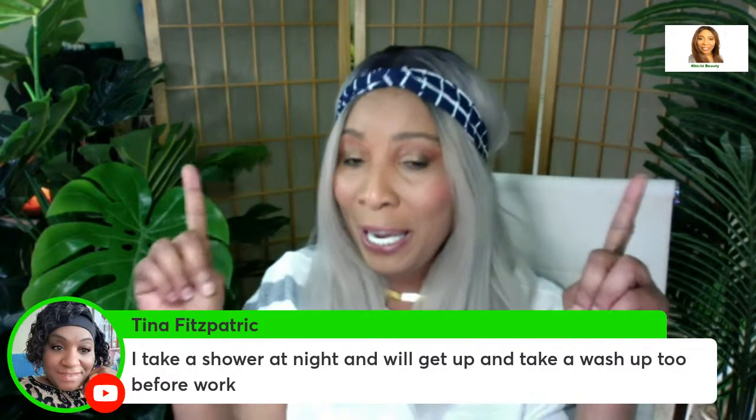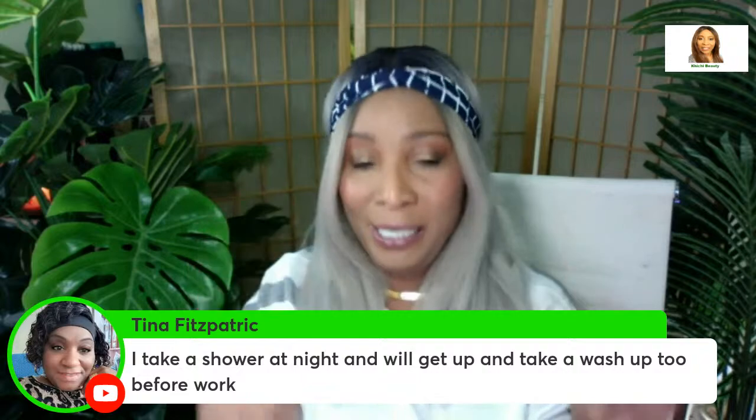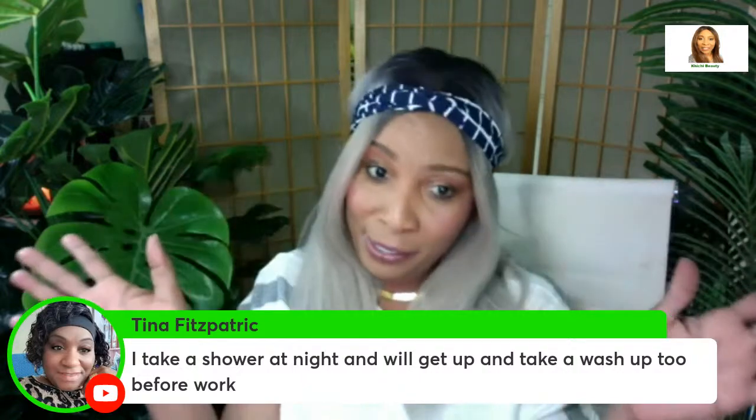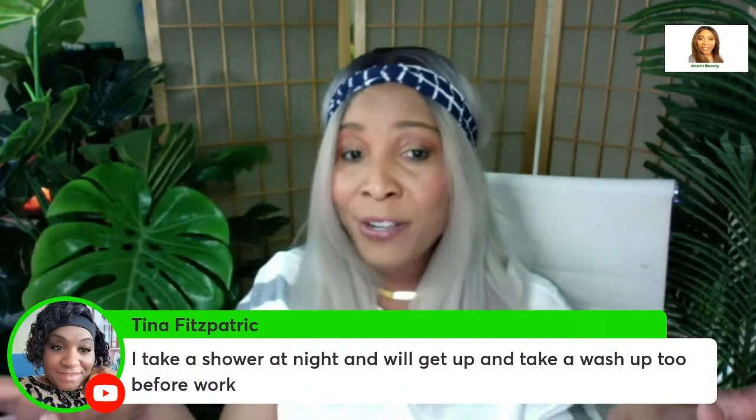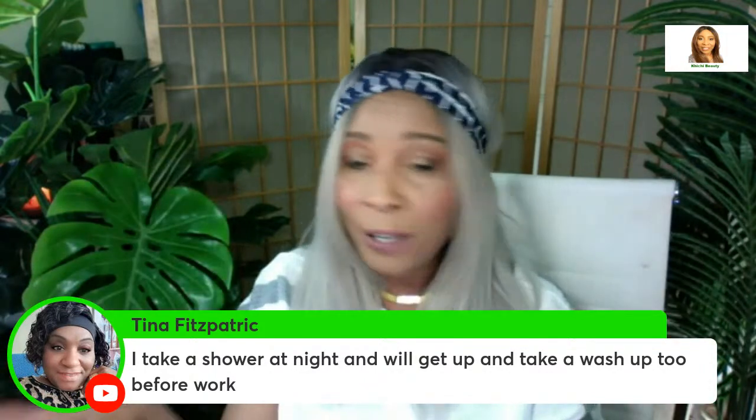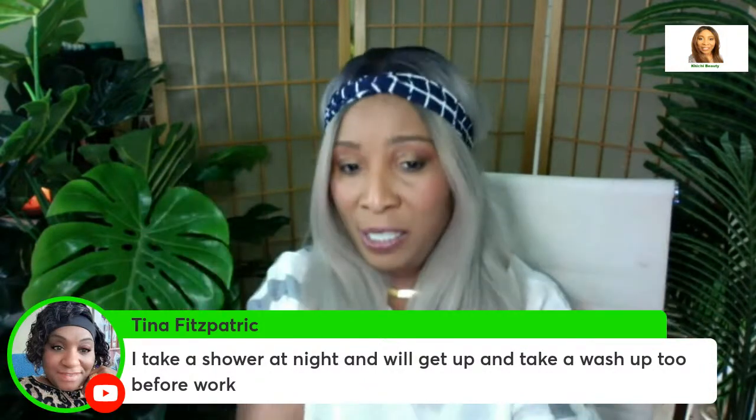1 shower a day and a wash up. This is what is considered healthy. And that is the honest truth. This is not going to dry your skin out. This is not going to cause any form of irritation. This is the way it should be.